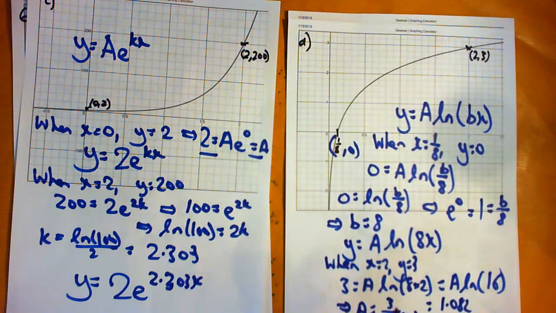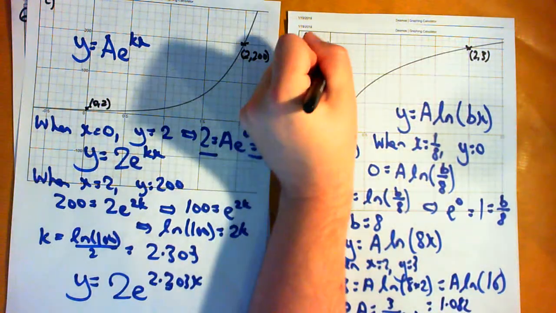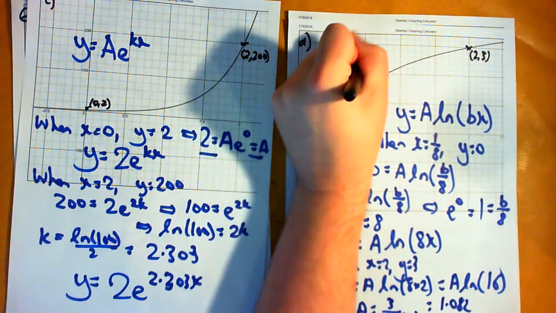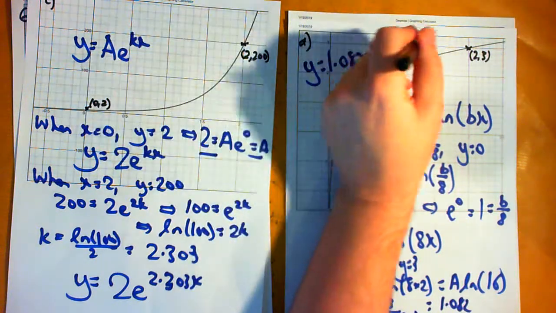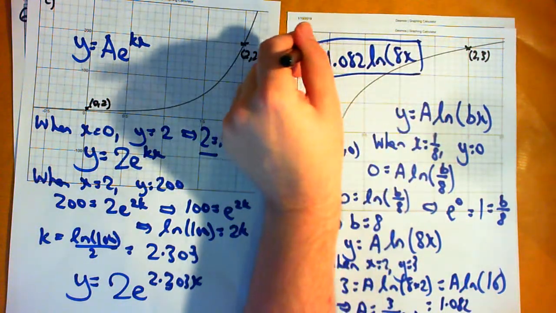Okay, so your equation here is y equals 1.082 ln of 8x, which is the equation of this graph.